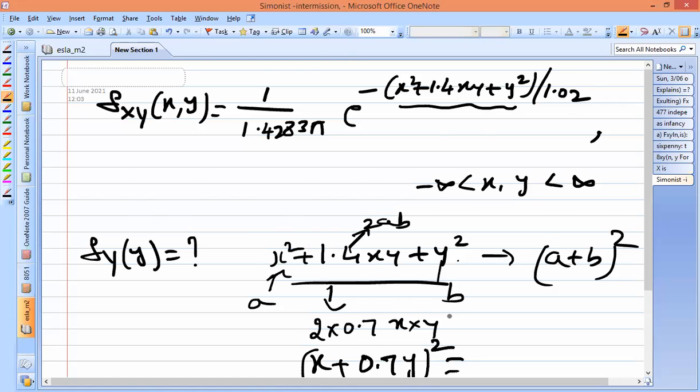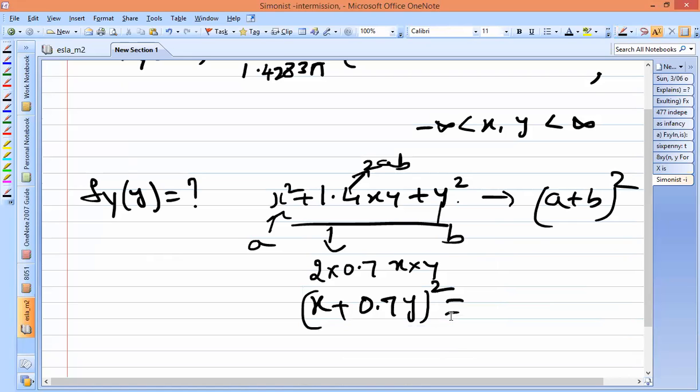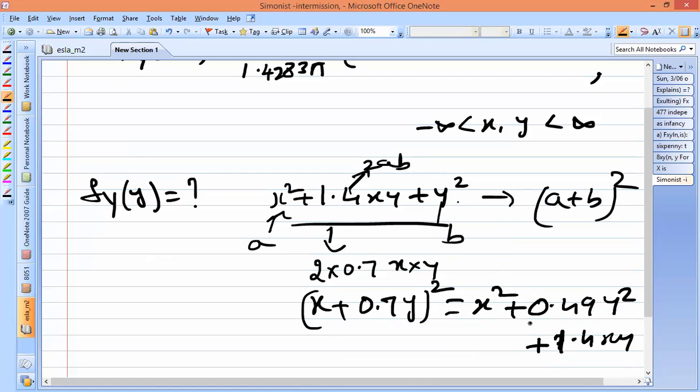So here we are able to write the equation as a plus b whole square in the form x plus 0.7 y whole square. When you expand this, what we get is x square plus 0.7 y whole square, which is 0.49 y square, plus 1.4 xy. So we can see that we only have 0.49 y square, but in the original expression we have y square. So in order to make this 1 y square, we have to add along with this term 0.51 y square.